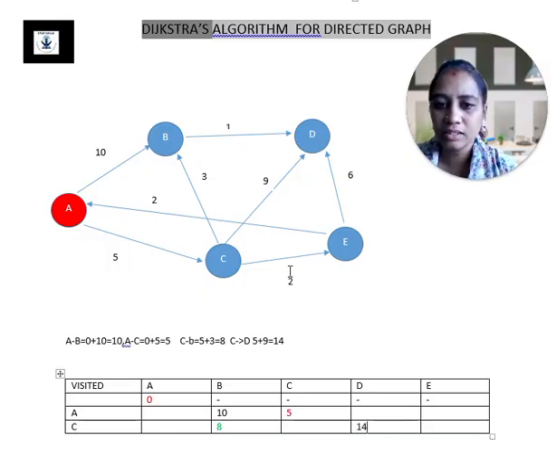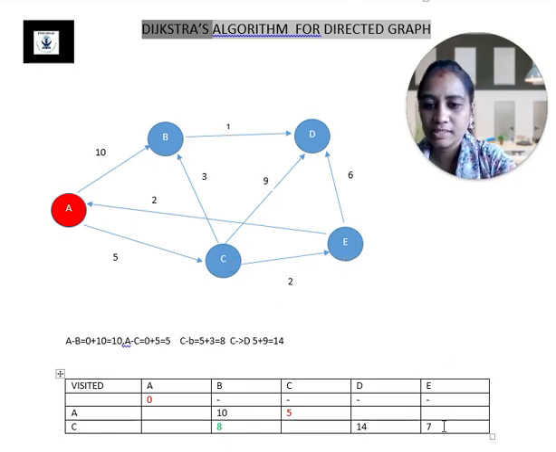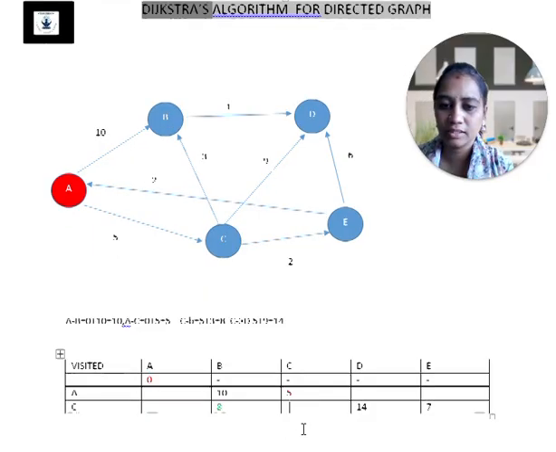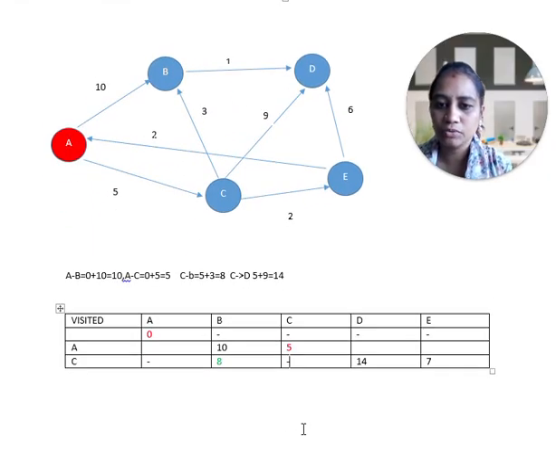Then C to E. So what is the value of C? It is 5 plus 2, so the E value will be 7. So A, I am not writing anything here because A has already been taken as visited. C also, I am not writing anything. Visited. Done. So now what do you have to do next?